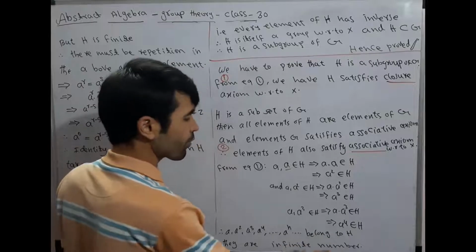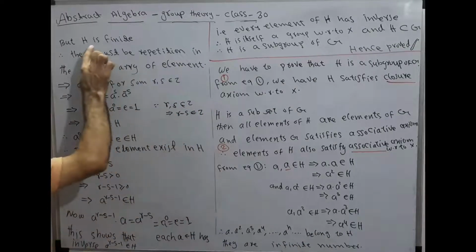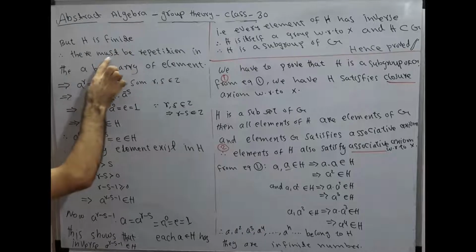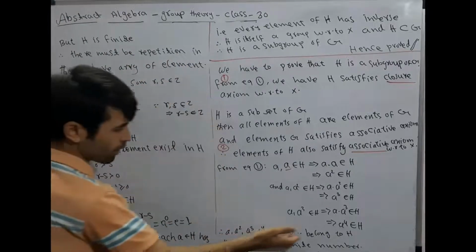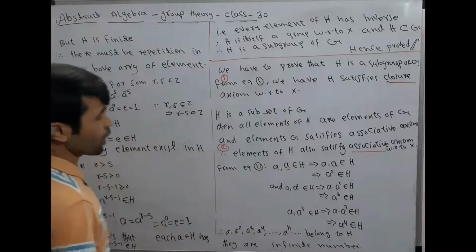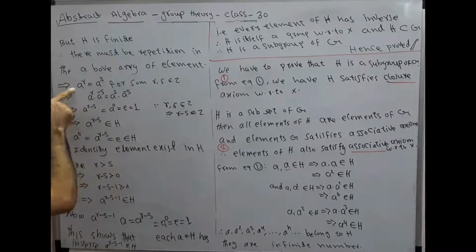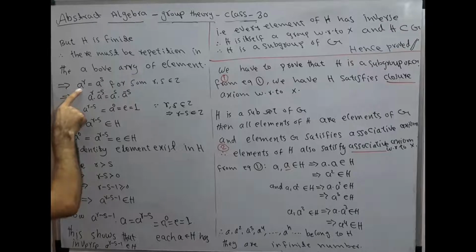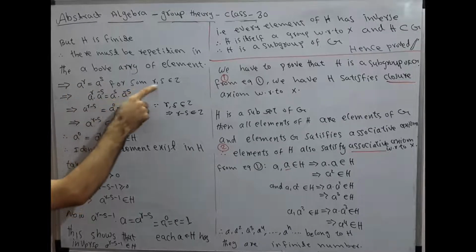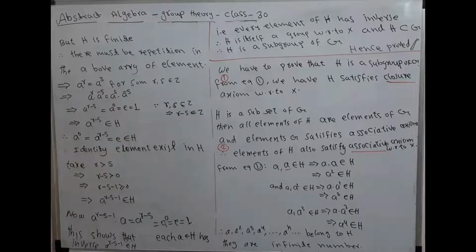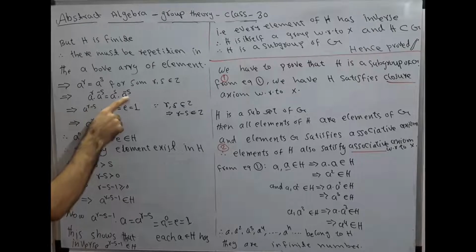They are an infinite number, but H is finite. There must be repetition in the above array of elements. Some of them should be equal to each other. This implies a to the power r equals a to the power s for some r, s belongs to Z. Z is the set of integers. This implies a to the power r into a to the power minus s equals a to the power s into a to the power minus s.